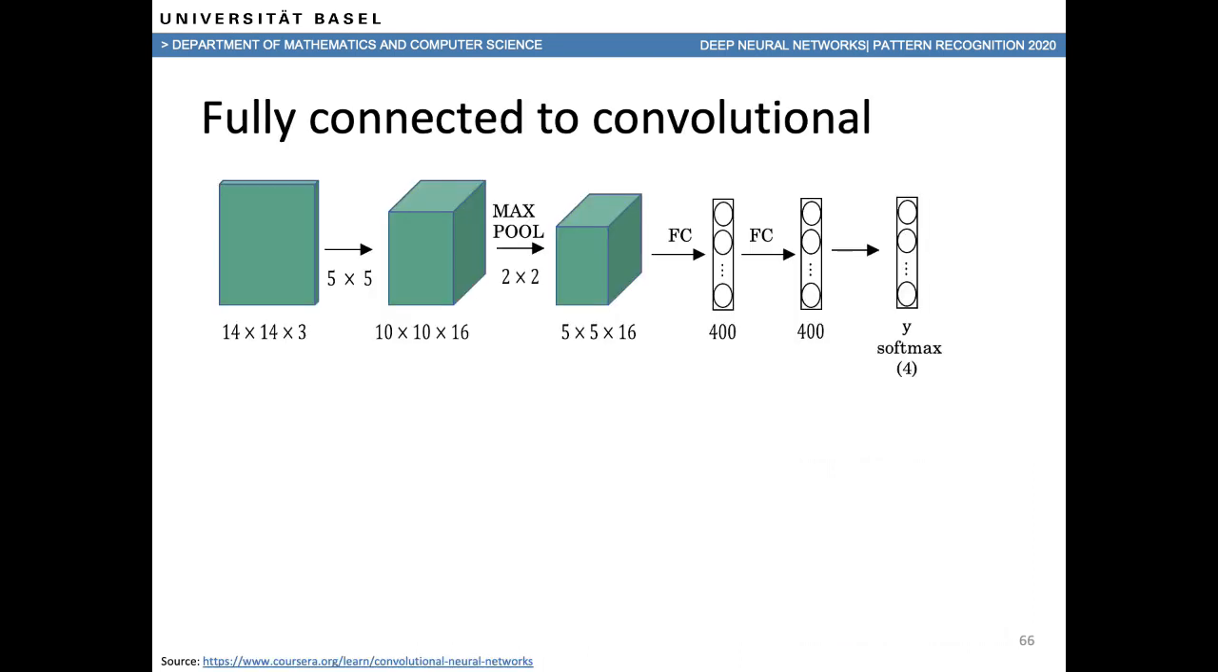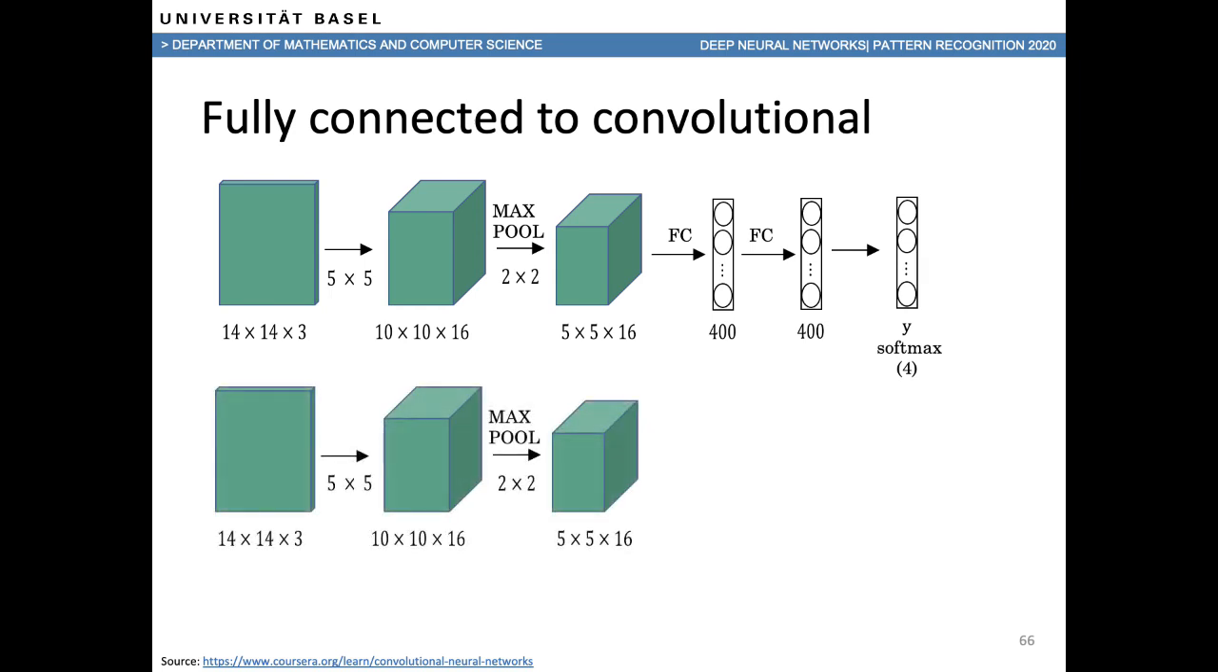Before looking into the details of how we can speed up and improve on this region CNN network, we need to understand how fully connected layers in a network can be turned into convolutional layers, such that we have what is known as a fully convolutional neural network, so that all layers in the network are fully convolutional. Here we have a 14 by 14 by 3 input. There is some 5 by 5 convolution, max pooling, and then we have these fully connected layers.